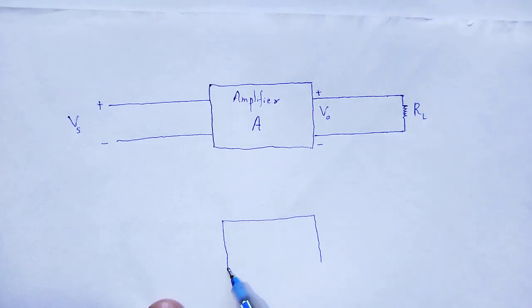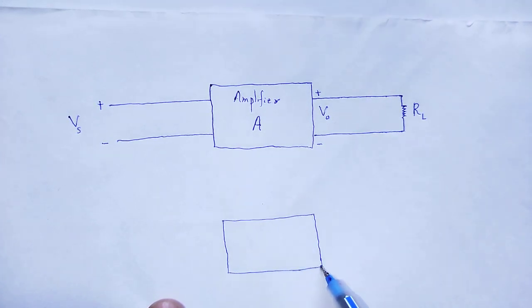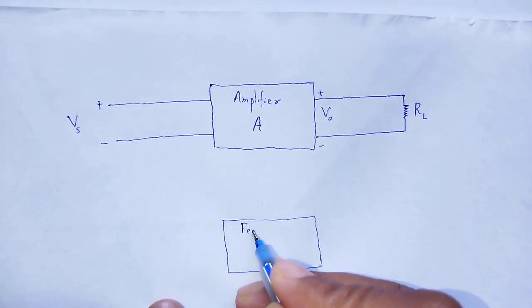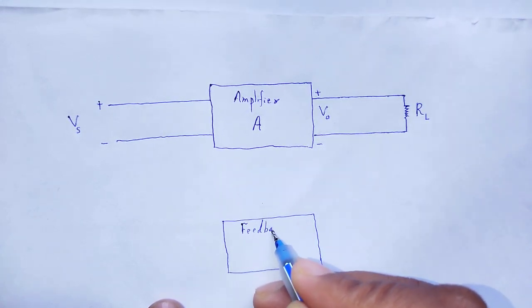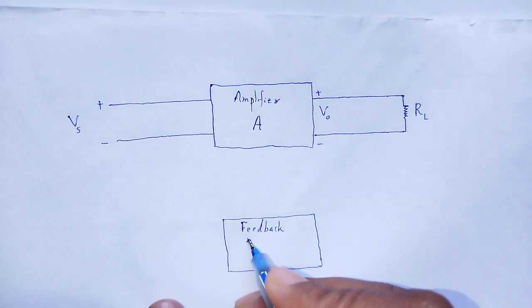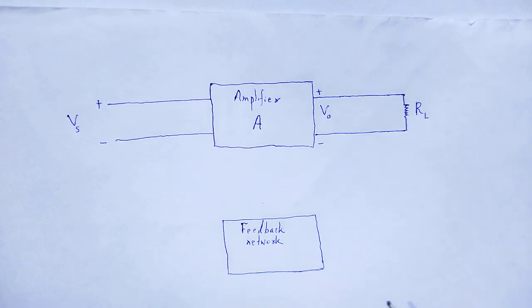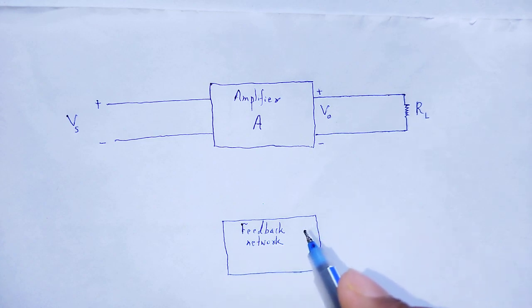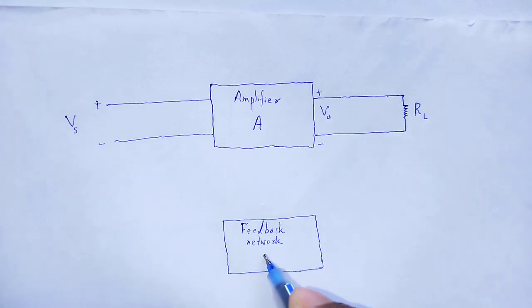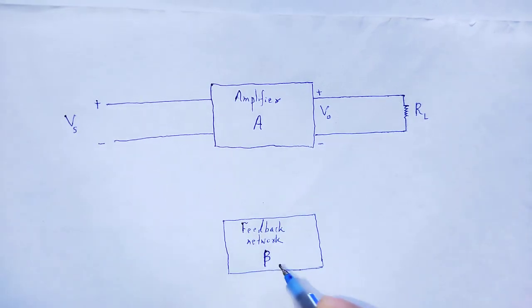Use a feedback network. That feedback network may use active or passive elements. Passive elements like resistor, capacitor or inductor, active elements like transistor. It has the feedback fraction beta.